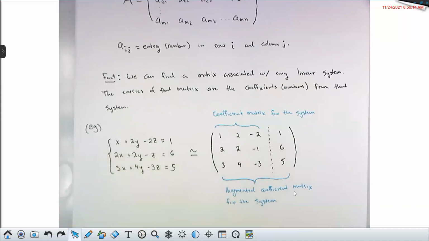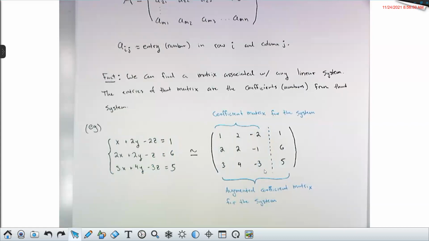The magic of these things is that this carries all the same information as this system, but there's way less to write. I'm not writing the equal signs. I'm not writing any of the variables. I know that the numbers over here are the numbers attached to Z. I know that the numbers here are the numbers attached to Y. And I know that the numbers here are the numbers attached to X. I just let their position on the page tell me what they mean.